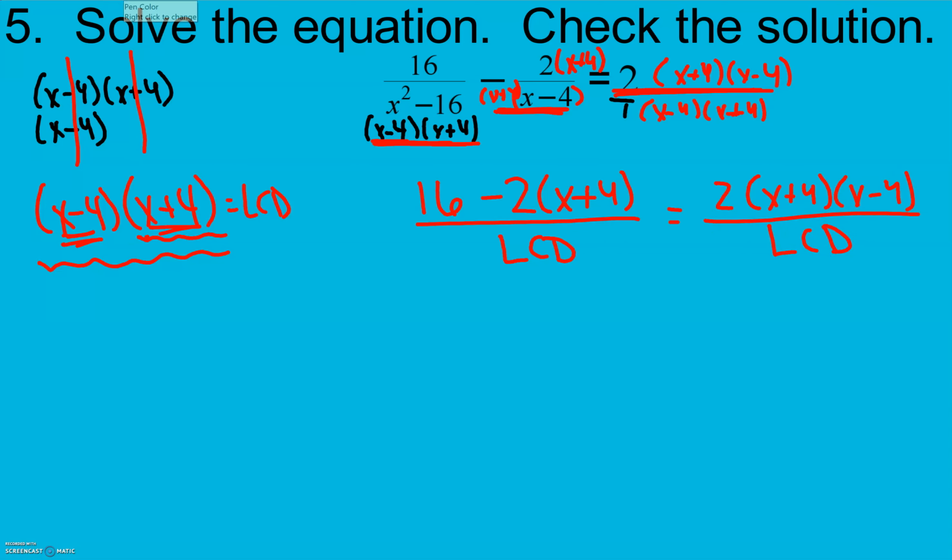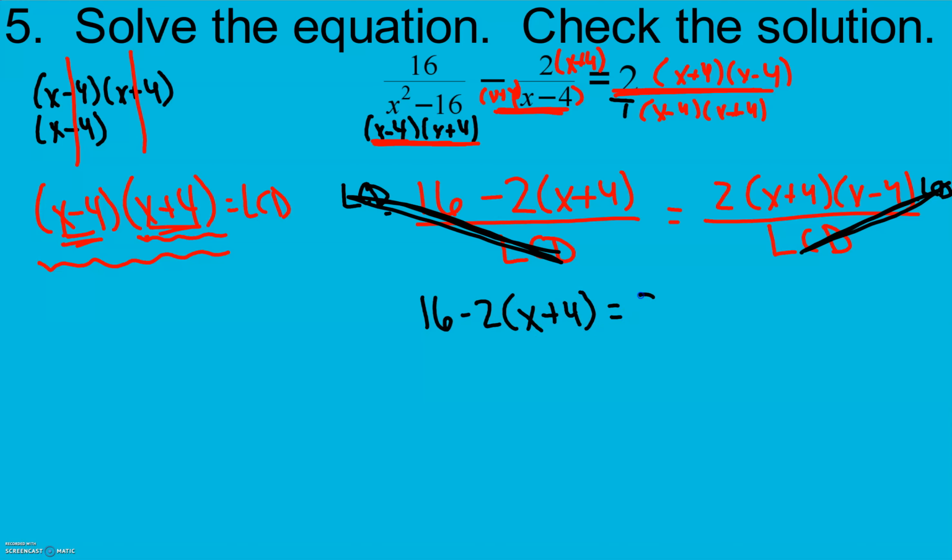Now we can either multiply both sides by our least common denominator to get rid of it, or we can use cross products because we have a proportion. Doesn't matter. I'm going to get rid of my denominators. And because they're the same on both sides, those cancel, and all I'm left with are my numerators. So 16 minus 2 times x plus 4 equals 2 times x plus 4, x minus 4.